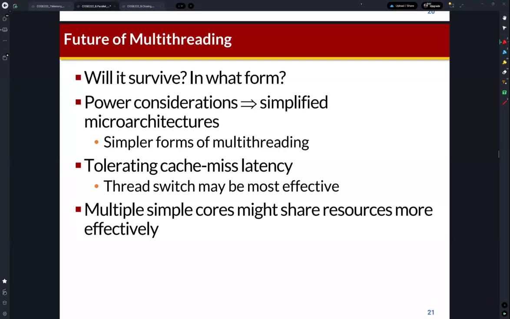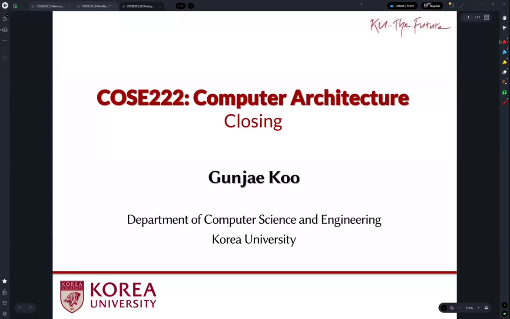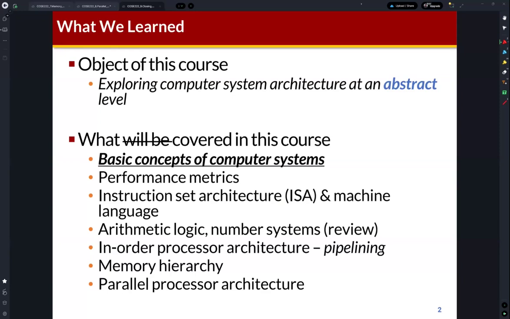Actually, in this course we learned the basic things of computer architecture, right? So I will close this course. In this course we explored computer system architecture at an abstraction level. Okay, we have focused on the microarchitecture level and the architecture level of computer systems, and we just learned the basic concepts. Okay, it's just the basic concepts.